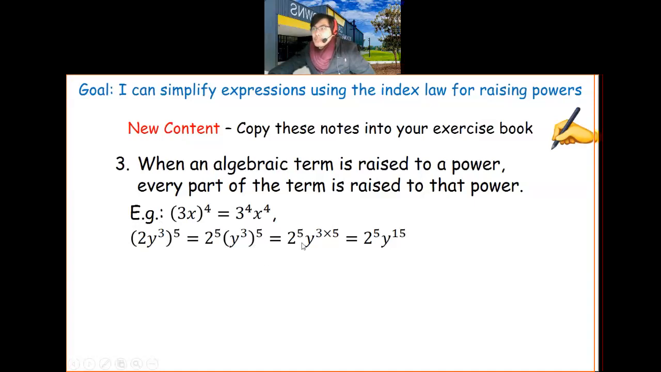And we have here, so again, 2 raised to the power of 5 multiplied by y raised to the power of 3 times 5, okay? So what we learned just now, this is raising a power by another power, so we multiply the powers together. And that's going to give us 2 to the power of 5 times y to the power of 15. Okay, so we learned 2 new rules here for raising powers.